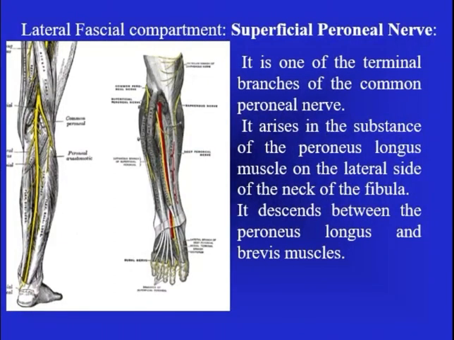Regarding the superficial peroneal nerve, it is one of the terminal branches of the common peroneal nerve. The common peroneal nerve gives two branches, the deep one and the superficial one. The deep peroneal, as we said, supplies the anterior compartment of the leg, while the superficial peroneal supplies the lateral compartment of the leg. It arises in the substance of the peroneus longus muscle on the lateral side of the neck of the fibula. It descends between the peroneus longus and brevis muscles.